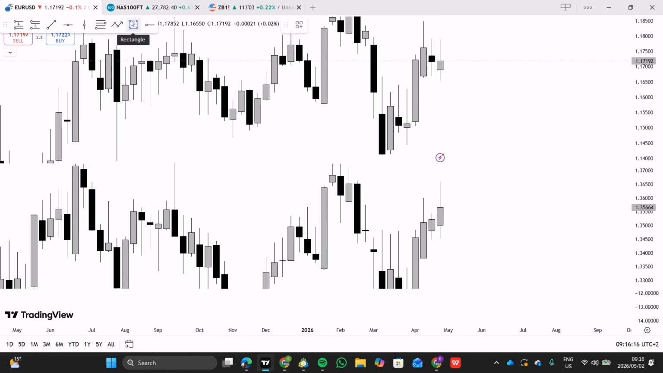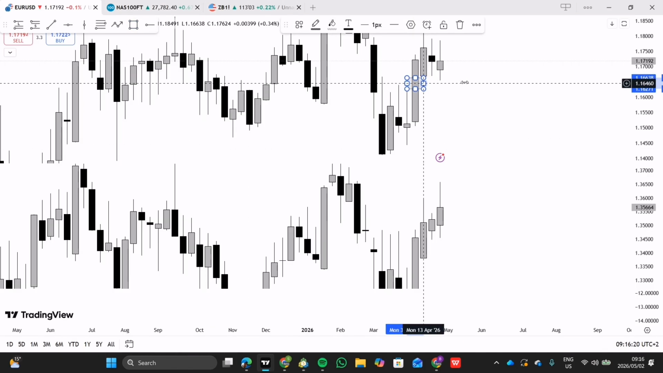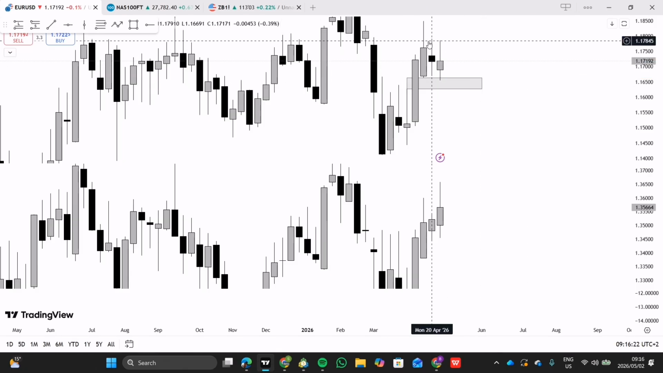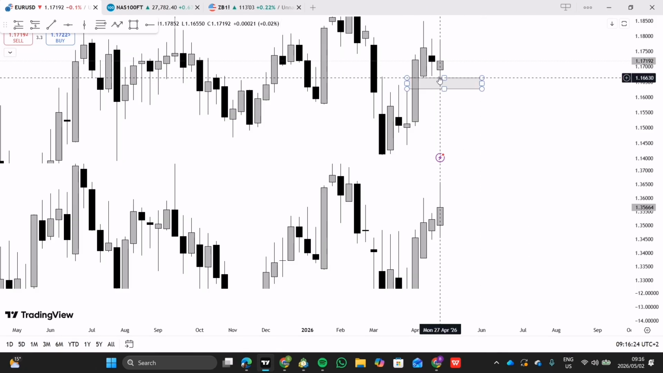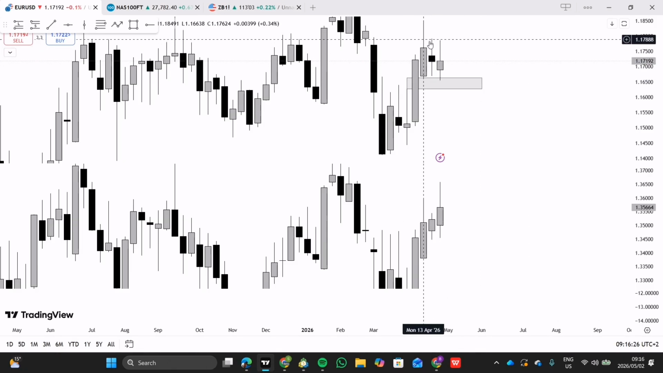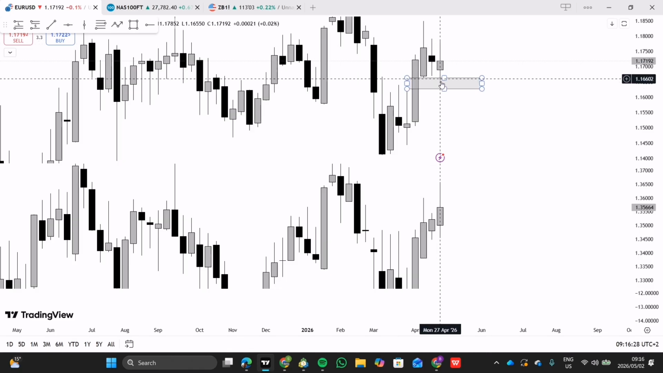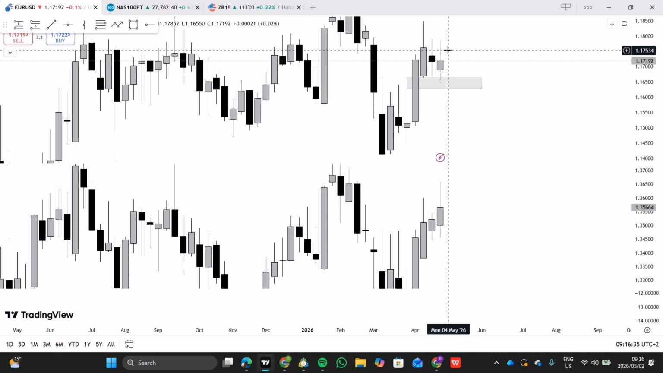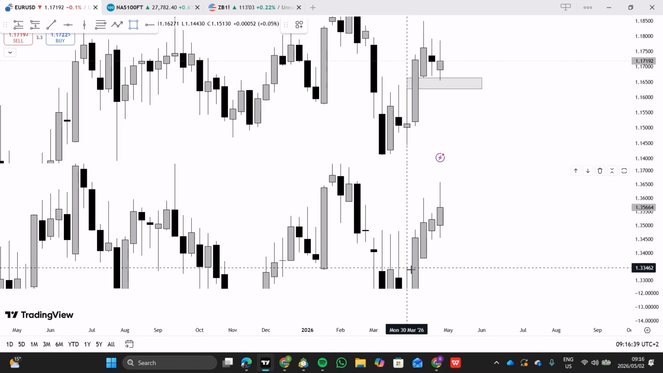We know that we had this fair value gap right over here. I know some got the sales towards this fair value gap, which we did last week over here. We traded towards this fair value gap, and then traded from this key level. Let's just mark out our key levels right over here.